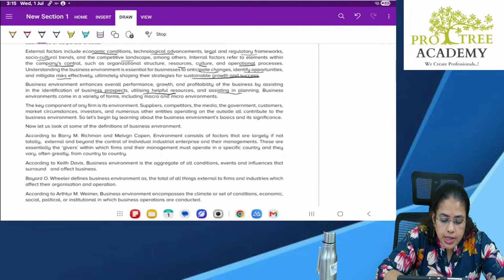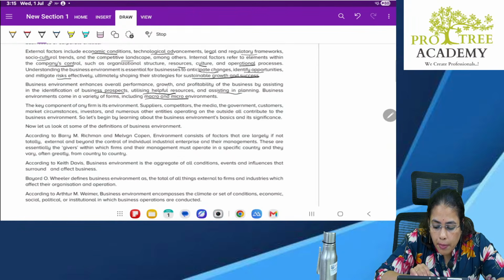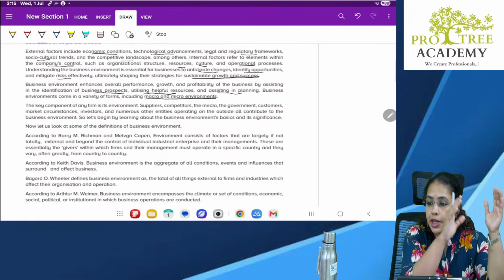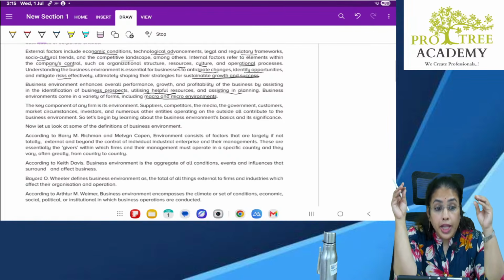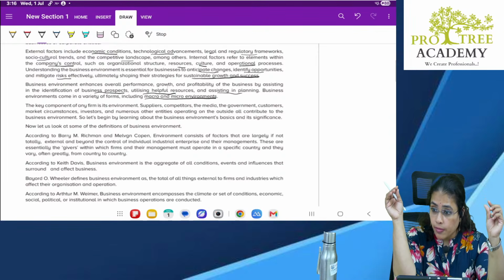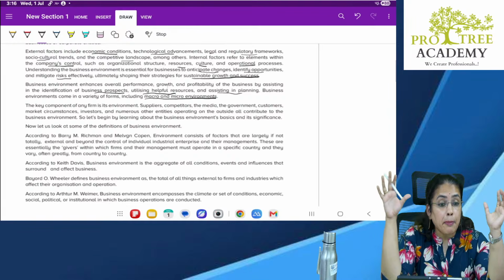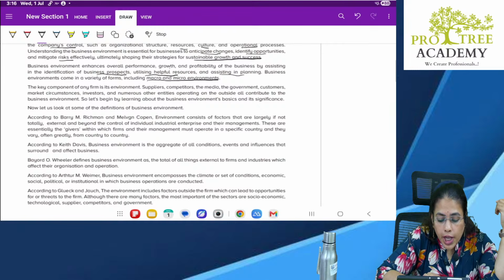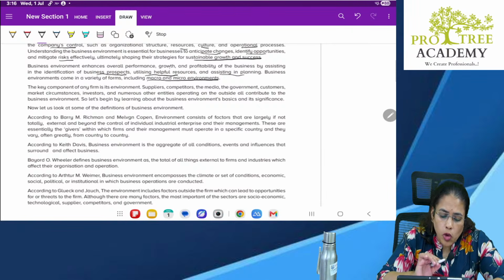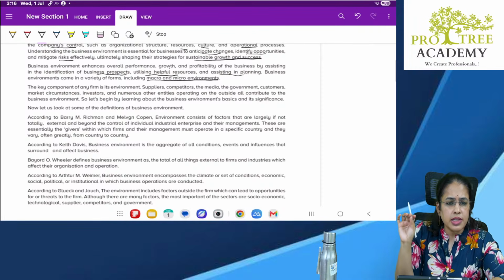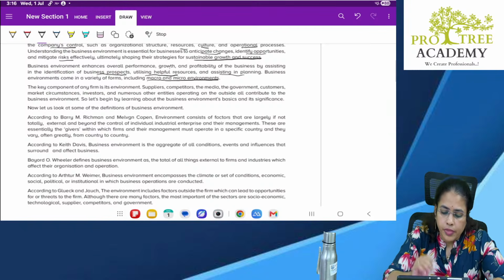Okay. Business environments come in a variety of forms, including macro and micro environments. So you have macro and micro. First it is internal and external. In external, there are micro and macro. Micro are small things which can affect, and macro are big things which can affect. Okay. The key component of any firm is its environment. So for any firm you take, what is the key component? If they ask what it is, it is the environment.